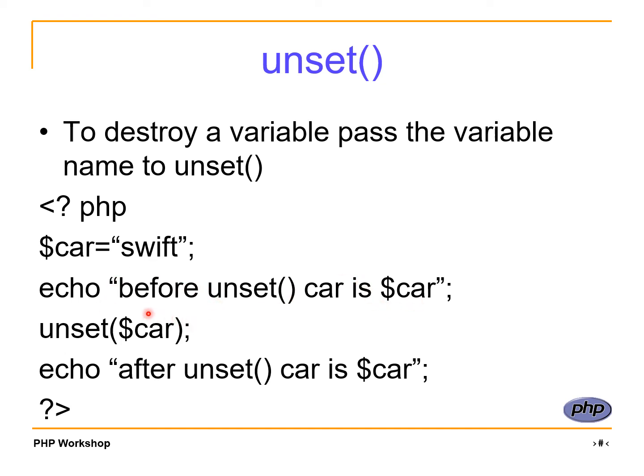So the output will be: before unset car is Swift. Then unset $car, which means the data in the car variable is deleted. Echo after unset car is $car. What will be the output? There will be no data here, so the output is: after unset car is.